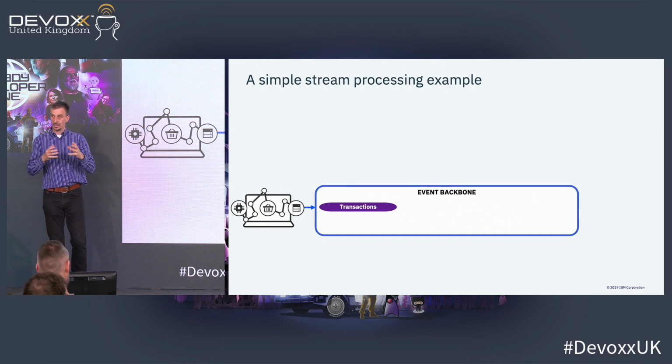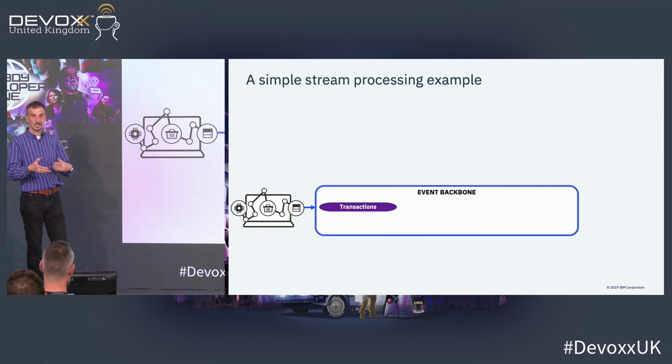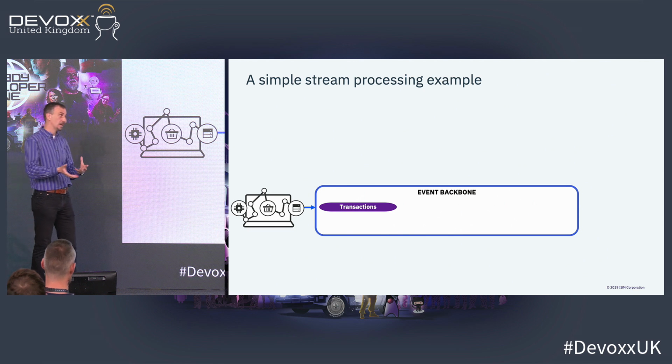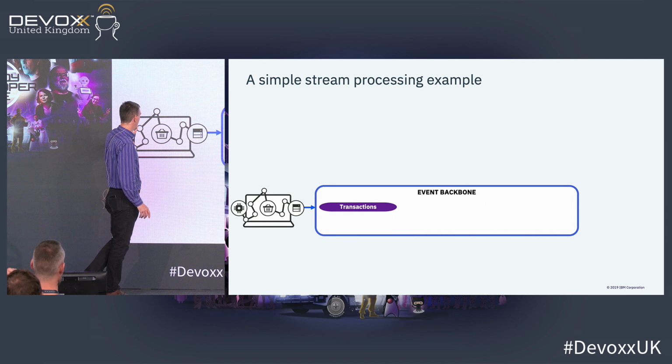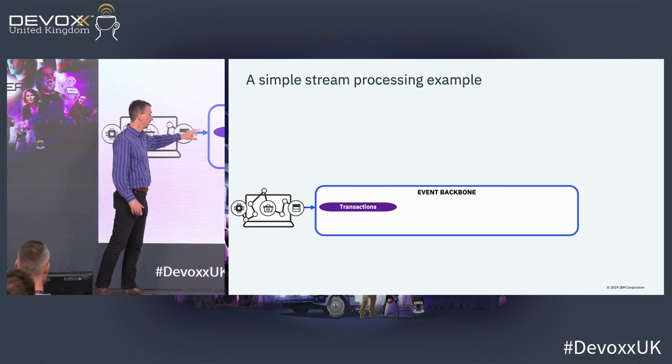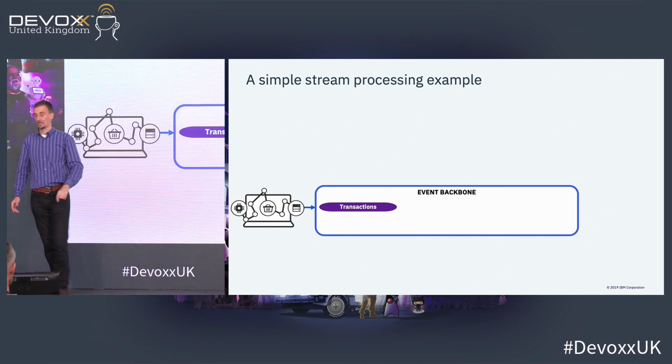Okay? This isn't done in line. You don't want to slow down all the existing systems. You want some way of doing it off to the side and adding value without disturbing the existing systems. So what you could do, for example, is take a feed of the transactions onto a topic in the event backbone. Okay?